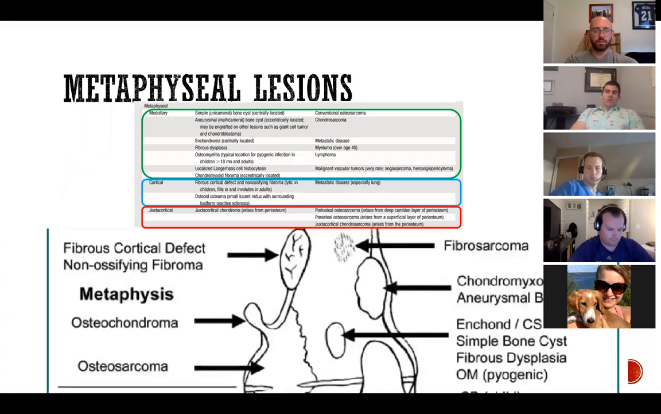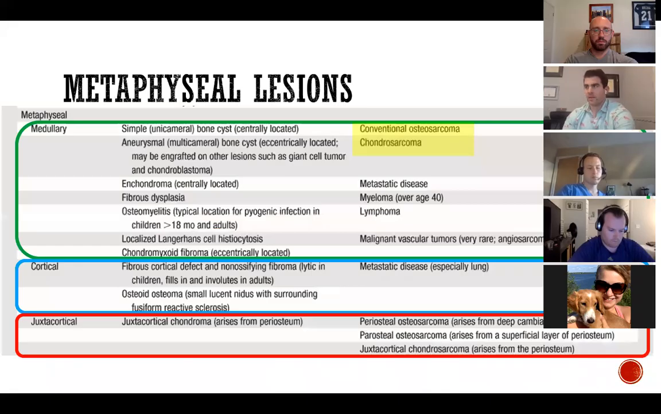Metaphyseal lesions, there is an enormous list. We're not going to memorize it all today, but think about one of your most common zones. You think about osteosarcoma, one of the most common bone lesions that there are, especially in children. That's an important one to keep in mind that people will ask you, I'm sure, on your rotation. This is, again, for your review, but it highlights that conventional osteosarcoma as well as chondrosarcoma of the limb most commonly occurs in the metaphysis. So those are two big ones that you will be asked about and want to be able to detect.